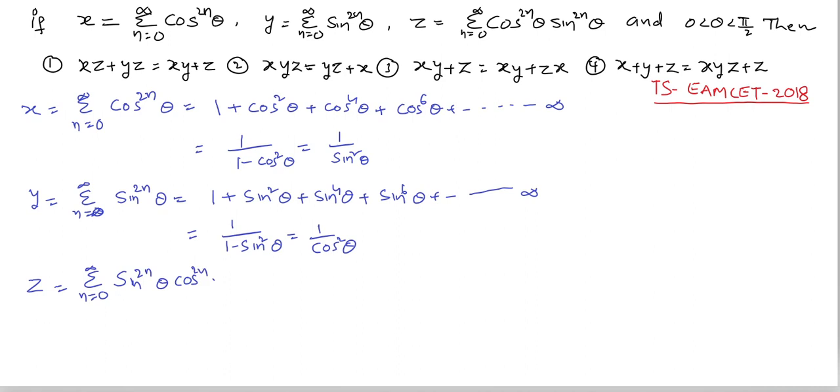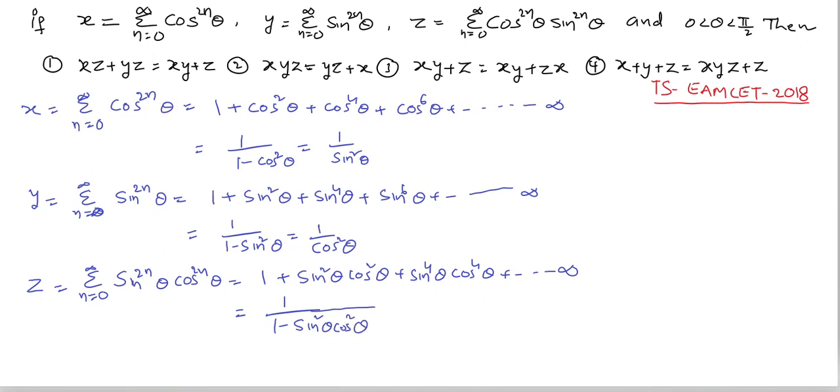So n is equal to 0, 1, n is equal to 1, that is sine square theta cos square theta plus sine power 4 theta cos power 4 theta and so on. This is also an infinite GP, that is 1 by 1 minus sine square theta into cos square theta. So from this equation, x is equal to 1 by sine square theta. From this, sine square theta is equal to 1 by x.